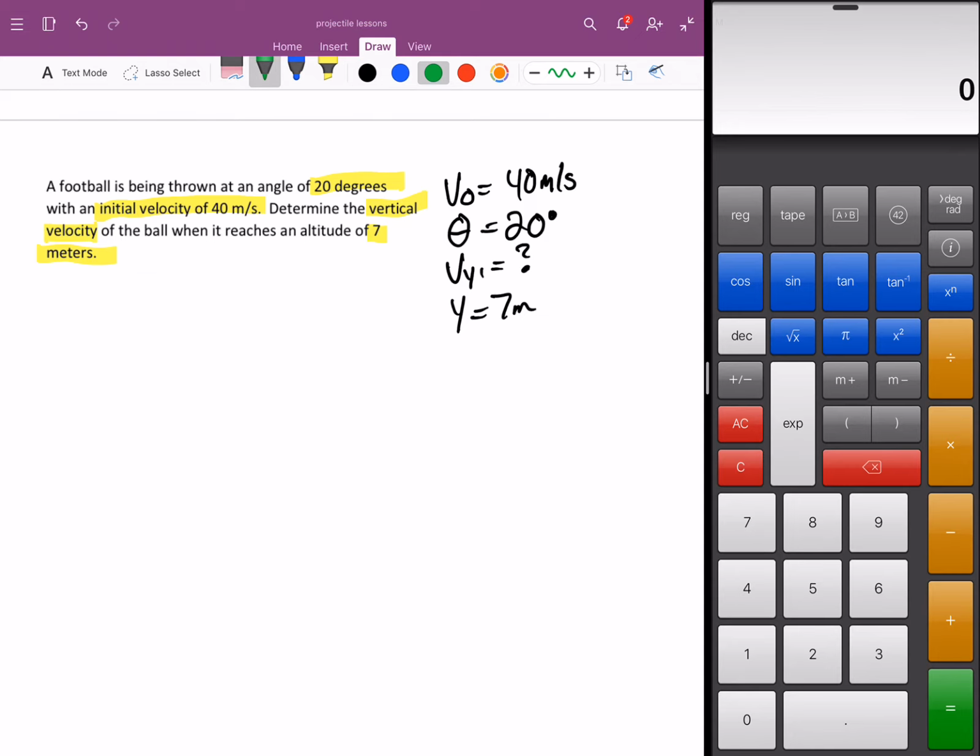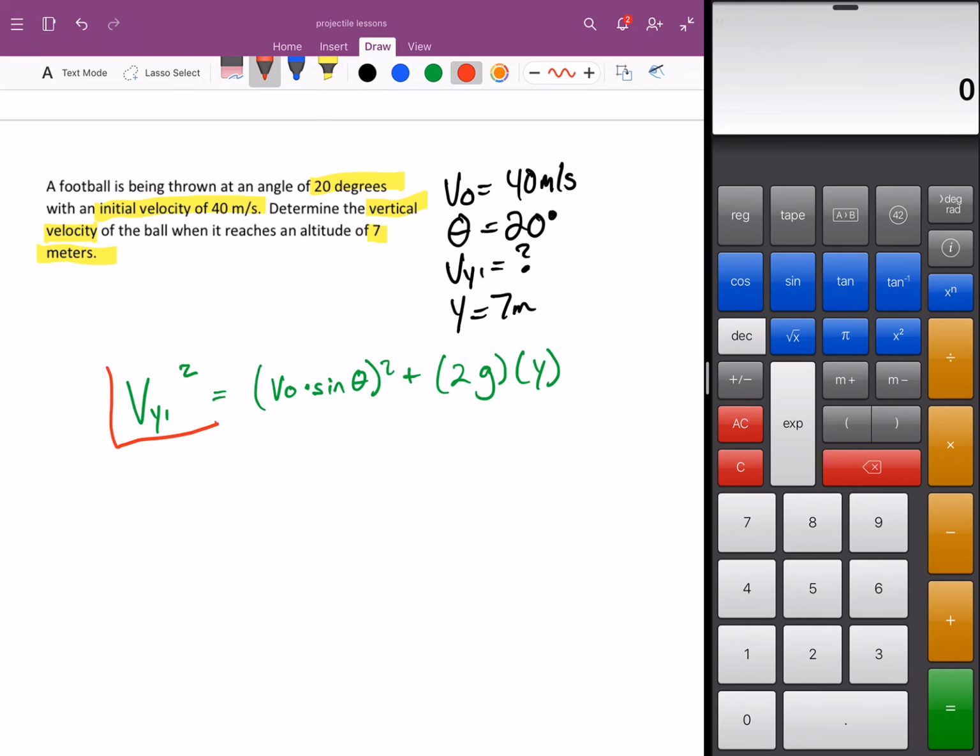Now bring out the equation. Vy final squared equals initial velocity sine squared plus 2g times y.